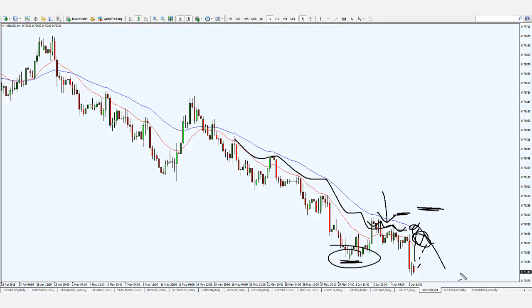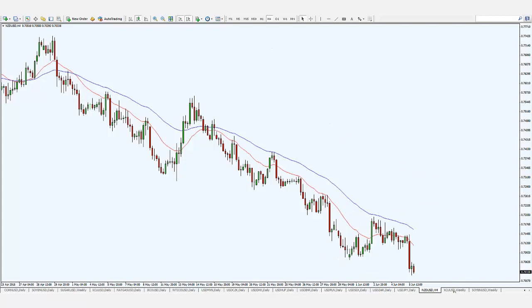That's a possible scenario. So I'll put my stops outside of the EMA, somewhere around here. So that's for New Zealand dollar. Let's look at another chart. How about the copper chart?